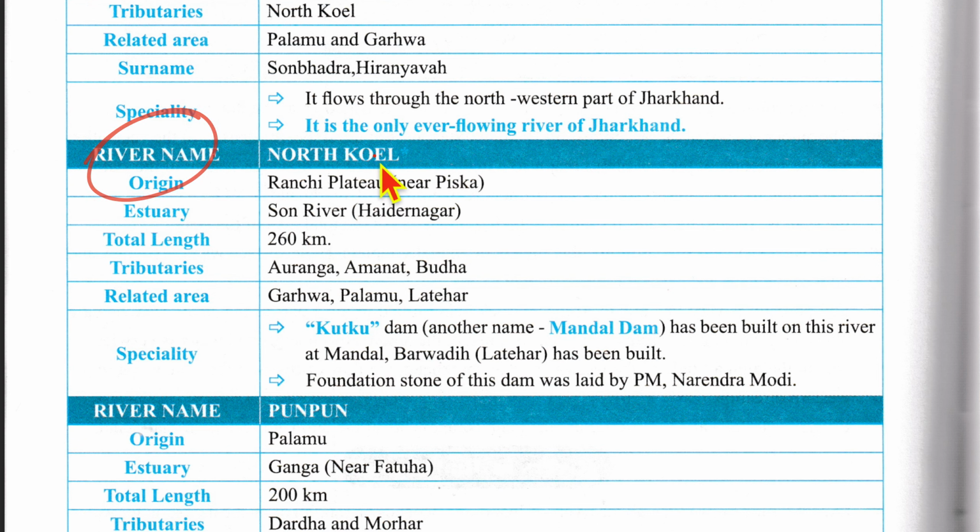Now, North Koel. Origin is in the Ranchi Plateau near Piska. It is a tributary of Son river. Total length is 260 kilometers. Its tributaries are Auranga, Amanat and Buddha. Related areas are Garhwa, Palamu and Latehar. Speciality is Kutku Dam, another name is Mandal Dam, built on this river at Mandal, that is Barwadih in Latehar. The foundation stone of this dam was laid by PM Narendra Modi.